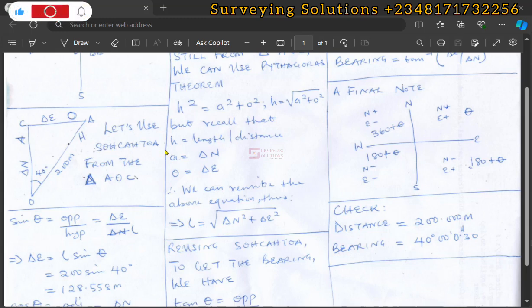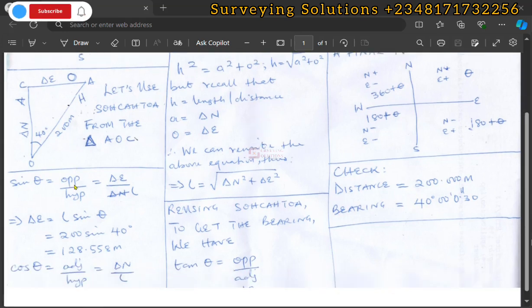What it means is that if you are going to use sine, you must have the angle and the hypotenuse, or the angle and the opposite. So there must be two parameters that you are working with for sine. In our own case now, we are looking for the opposite, and we have the hypotenuse and the angle. Therefore sine would work, because it is sine that connects the opposite and the hypotenuse. That is just the fact.